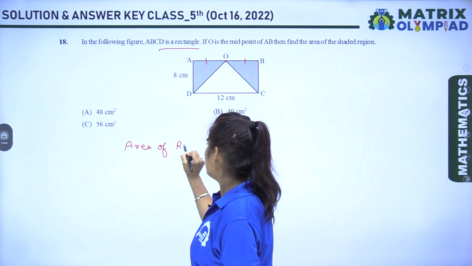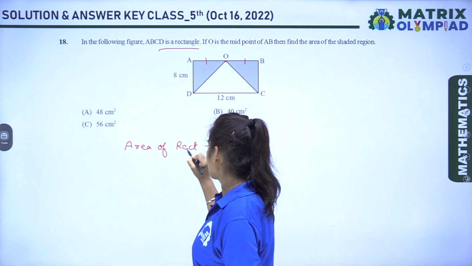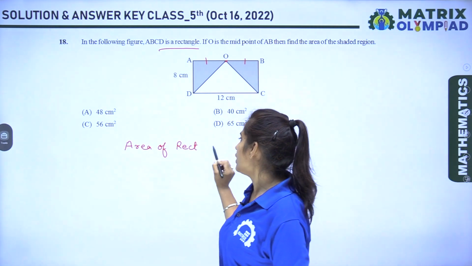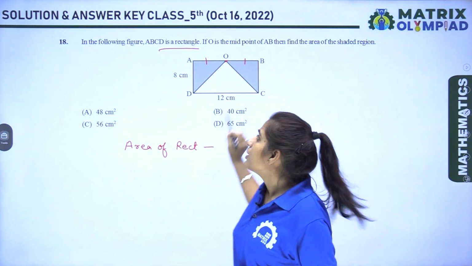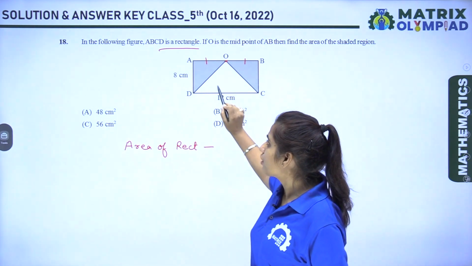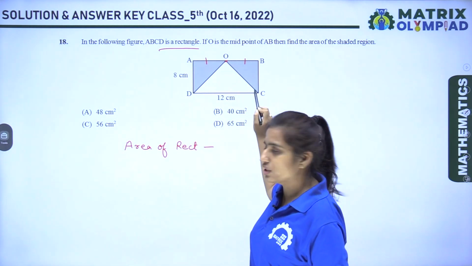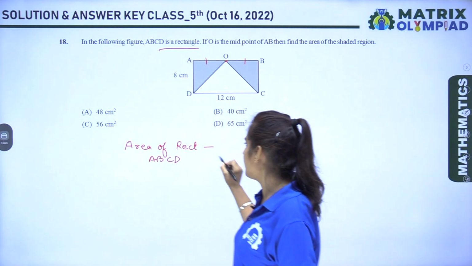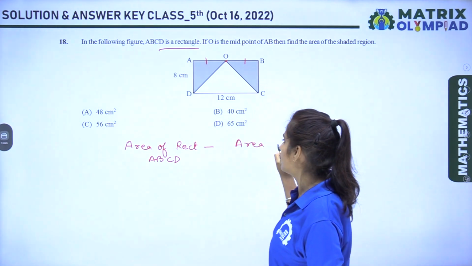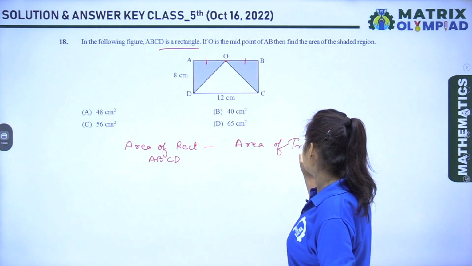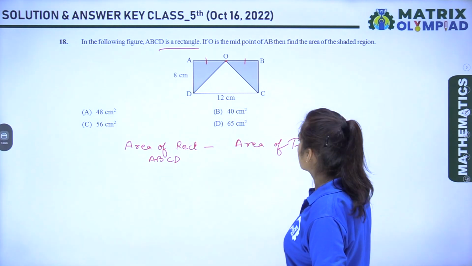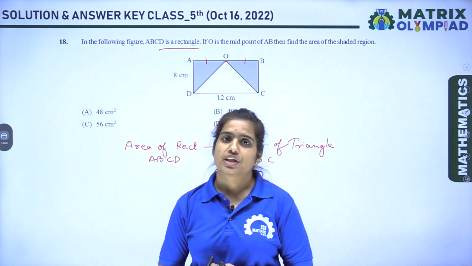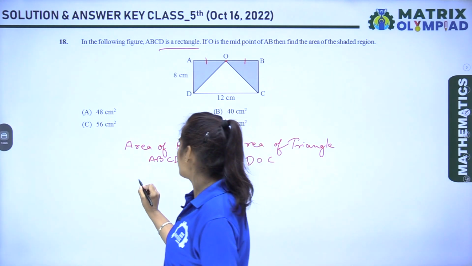So first we have to find out the area of rectangle. After that we have to subtract the area of this triangle, that is DOC. So here area of rectangle ABCD minus area of triangle DOC will give us the area of the shaded region. So let's begin with the calculation part.